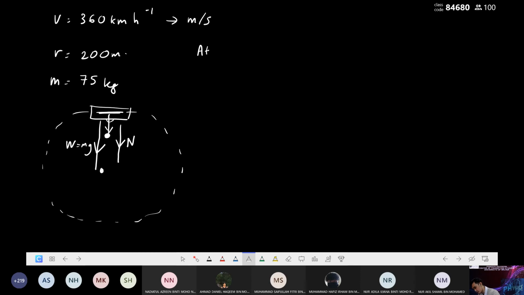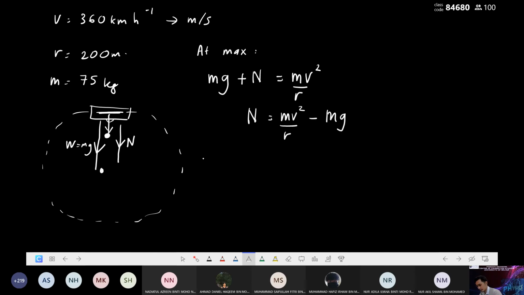So at the maximum, jadi our weight now mg akan plus with our normal, then kita akan equalkan dia with the centripetal force which is mv square over r. Now our normal is equal to mv square over r minus with the mg. And then at lowest tak apa, sebab at lowest dia tambah kan, so dia akan jadi sama je.